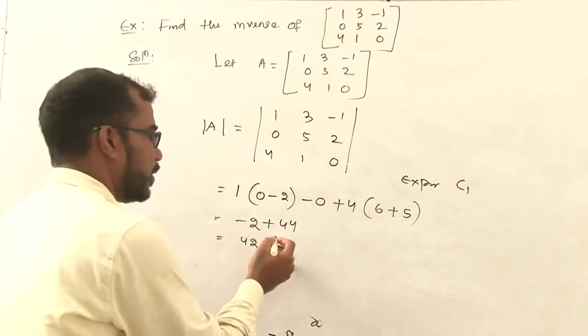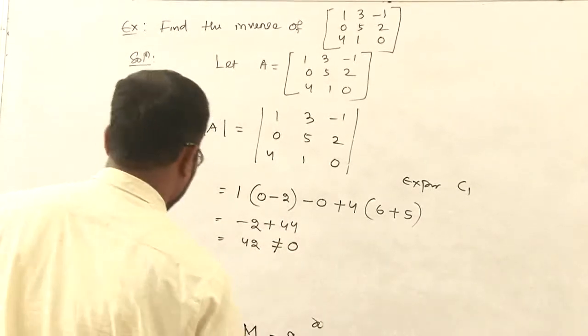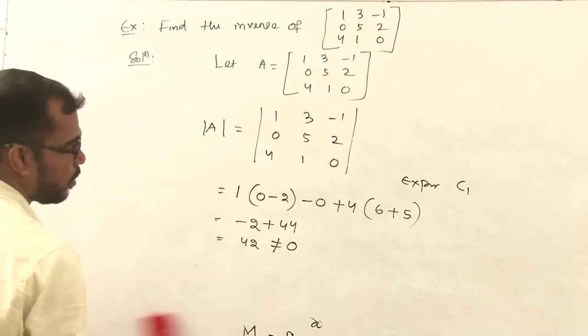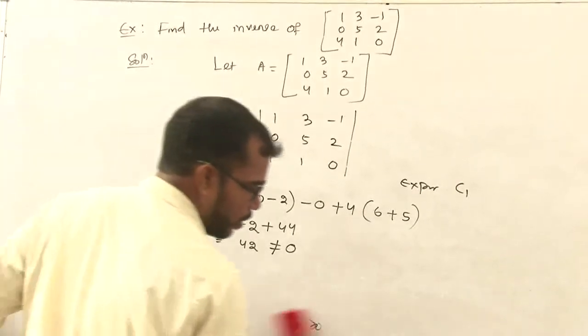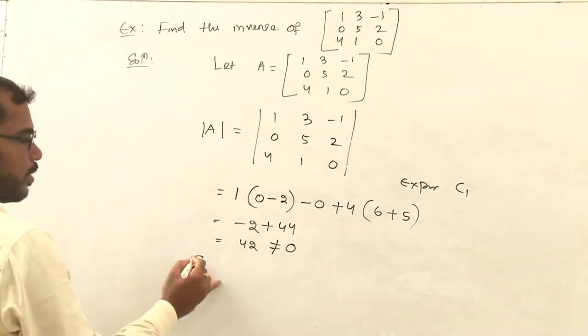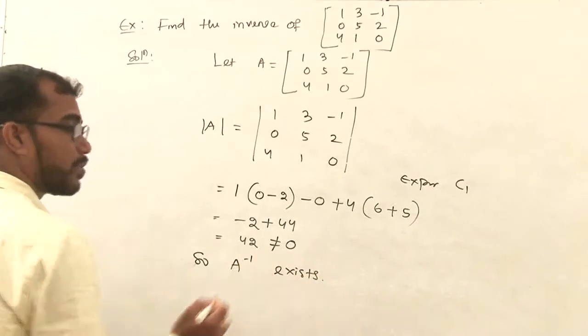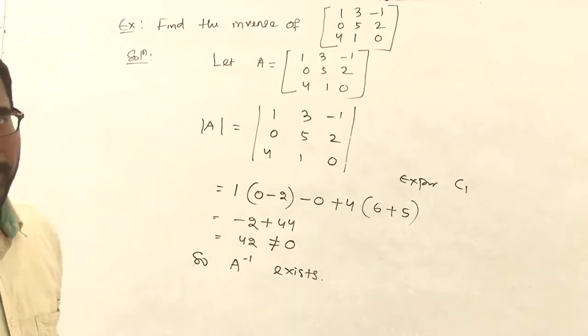So here the determinant of A is not equal to 0. As the determinant of A is not equal to 0, the inverse exists. So you can write that A inverse exists. That means it is possible to find the inverse of A.